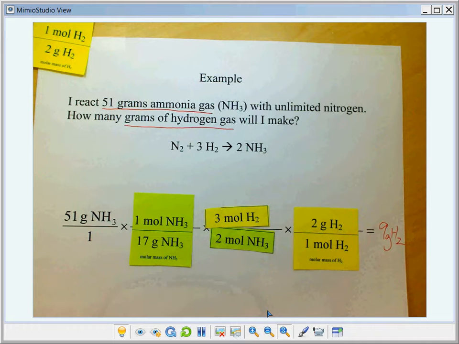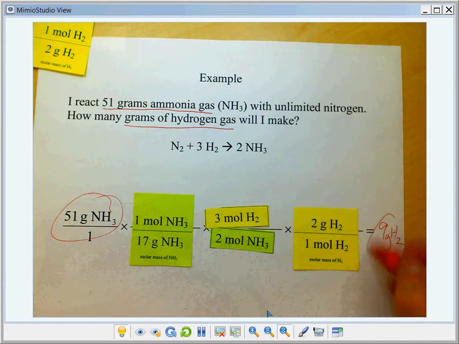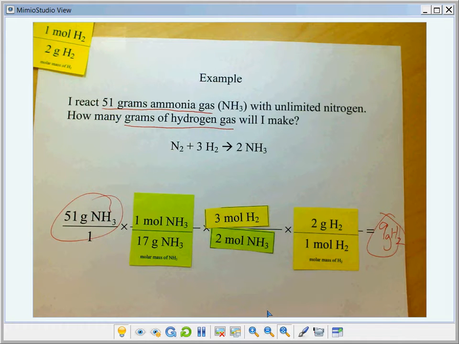So to recap, 51 grams NH3 makes 9 grams H2, or actually comes from 9 grams H2. This kind of math doesn't actually care whether you're a reactant or a product. It just matters that they're in ratio to each other. All right, so we use molar mass to get to moles. Then we use the mole ratio because, remember, if in doubt, mole it out. That gets us to moles. And then finally, we're going to use the molar mass to get back into the grams that we want.